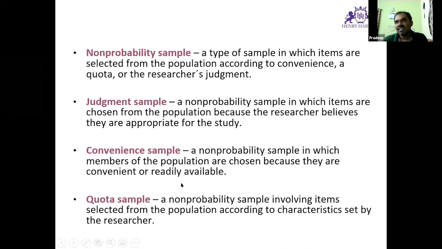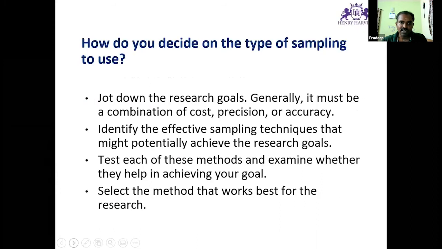Convenience sampling is when I feel this person will respond, and that person is very busy and may not respond to my survey. Quota sampling is as per the characteristics of the population. For example, I need to complete a survey for 50 women, or for 70 people. Based on that quota, I do it. That is what we call probability as well as non-probability sampling.